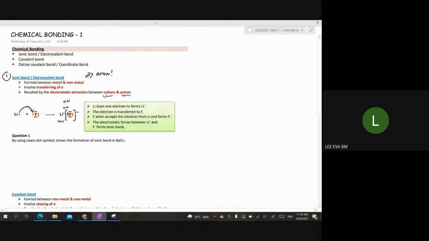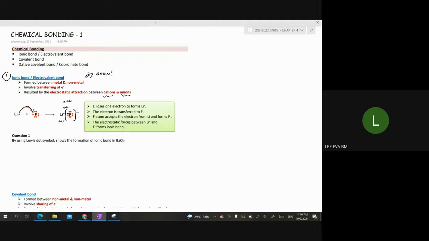If you look at the diagram over here, Li positive and F negative are very close next to each other. There is no separation; they are right next to each other.